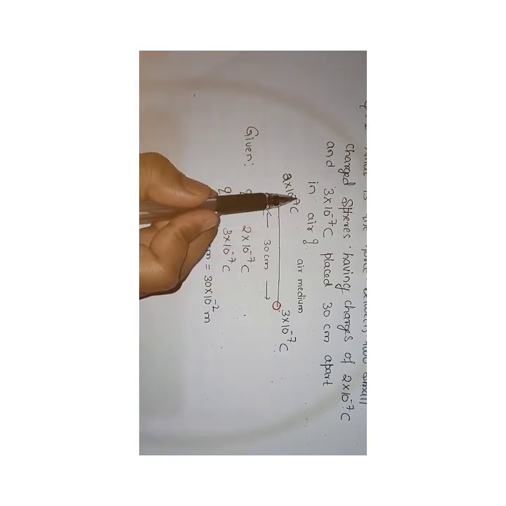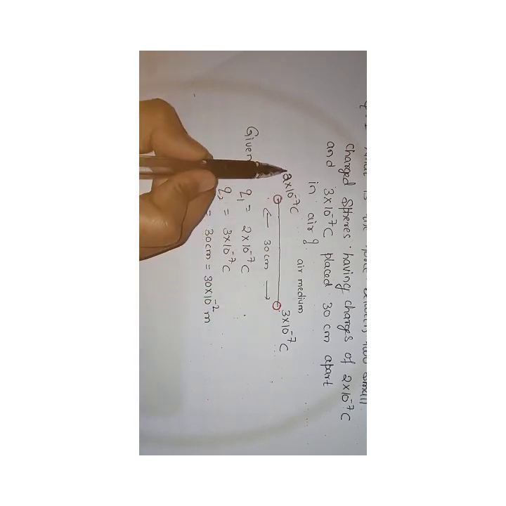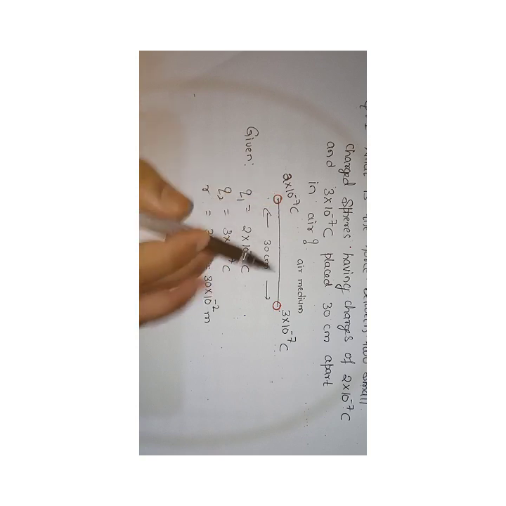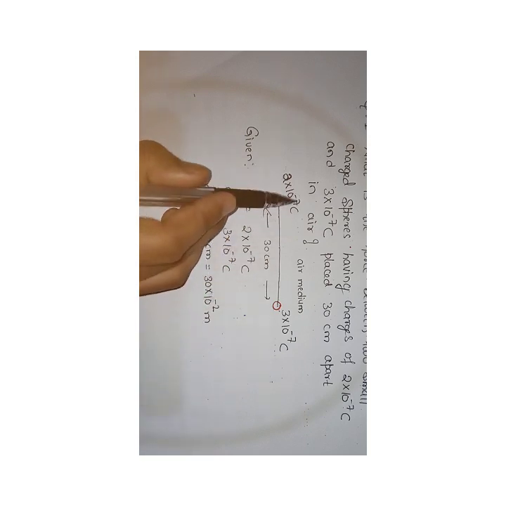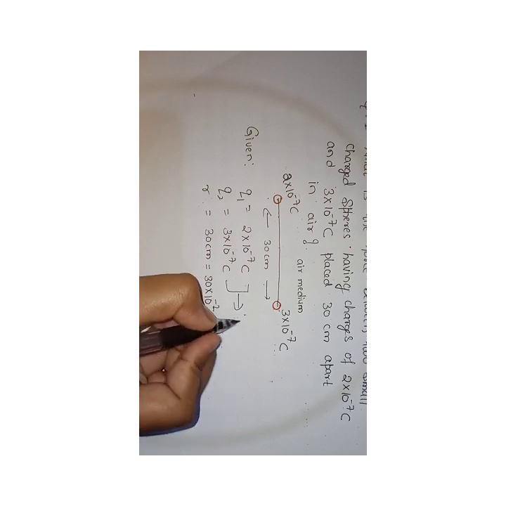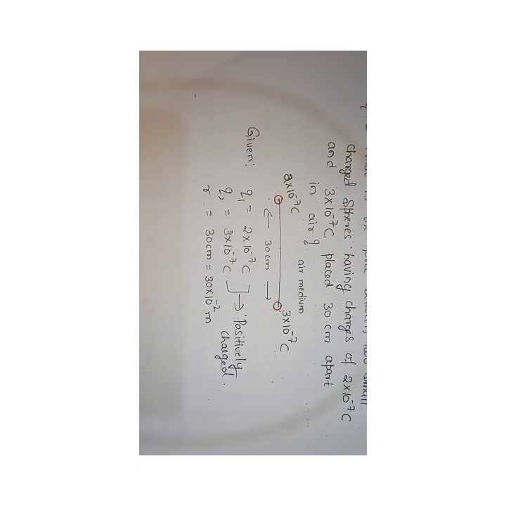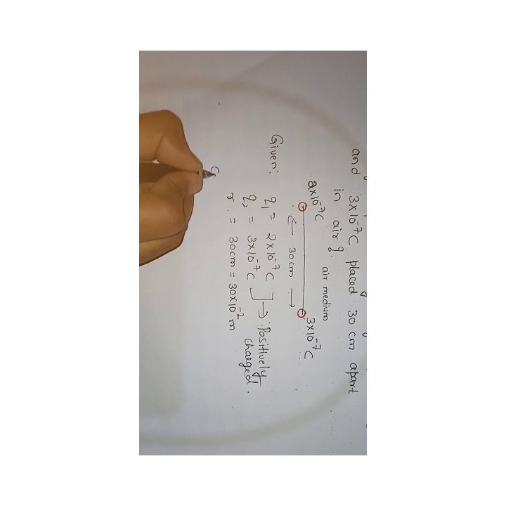10 raised to minus 7 is the order of this charge. Whether they are given any sign over here? No, nothing they have given. That indicates these two charges are positively charged. I'll write it here for your reference. So given charges, how are they? Positively charged. Correct.